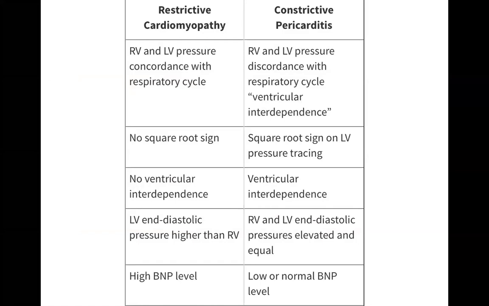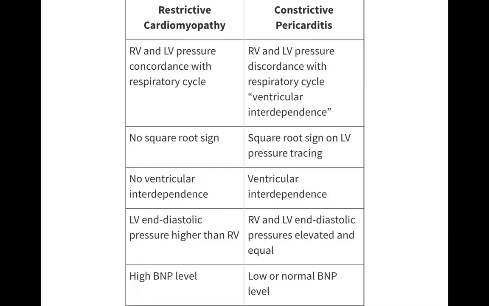However, in constrictive pericarditis, RV and LV pressure are discordant with the respiratory cycle. I will show you in the next slide what this means, and we call it ventricular interdependence. This is another important phenomenon, because you have to keep in mind that when we talk about pericardial disease, you need to talk about the square root sign, and you need to talk about ventricular interdependence. In restrictive cardiomyopathy, no square root sign, and in constrictive pericarditis, square root sign. In restrictive cardiomyopathy, no ventricular interdependence, and in constrictive pericarditis, there is ventricular interdependence.